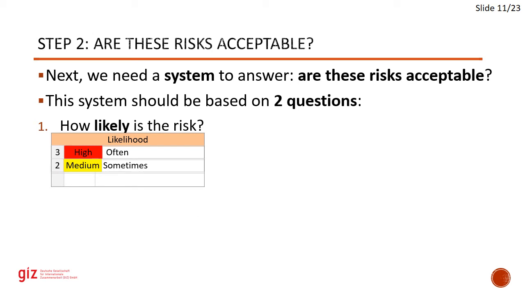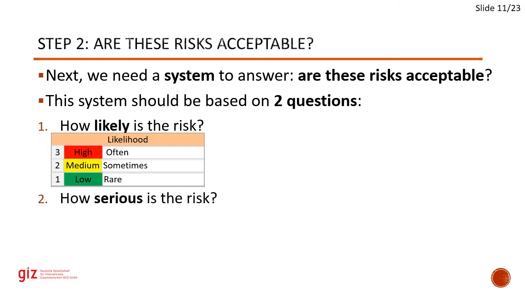If the risk becomes reality sometimes, we say that it is a medium likelihood risk and we give it the value of 2. So in some countries, for example, clients sometimes trip over uneven ground. If the risk becomes reality only rarely, so if it is very unlikely, we say that it is a low likelihood risk, and we give it the value of 1. So for example, clients dying.